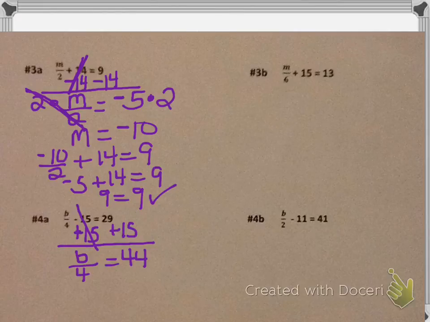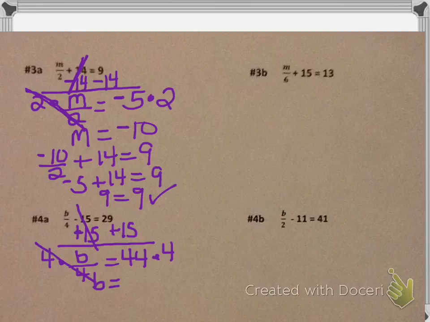Sorry, I had to pause and catch my breath. Now we need to undo the division. We've got b divided by 4. So the inverse or opposite would be to times by 4. So the timesing by 4 and dividing by 4 over on the left-hand side undo each other, so they cancel each other out. So I draw my line through. So my b is going to equal, now I got to do 44 times 4.